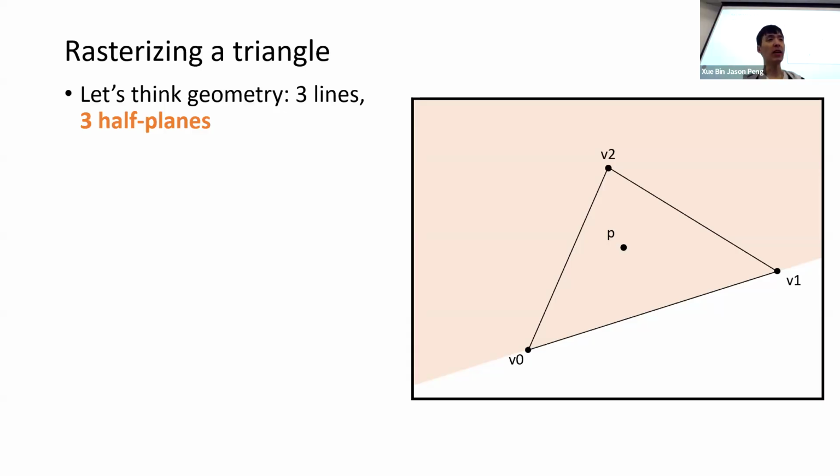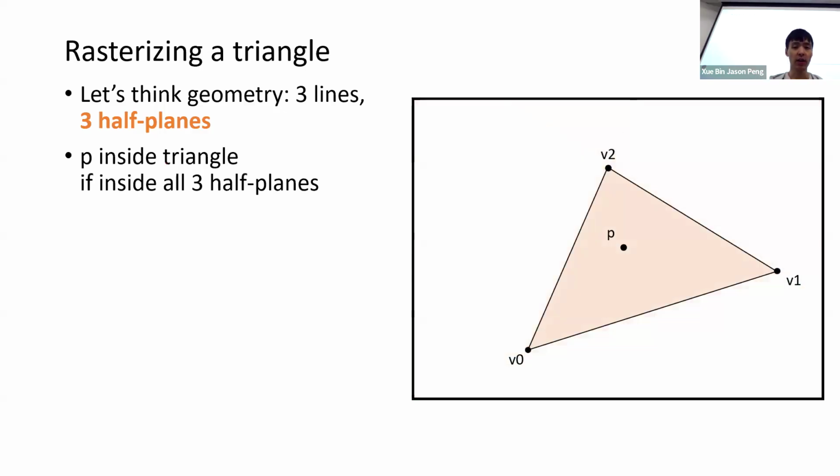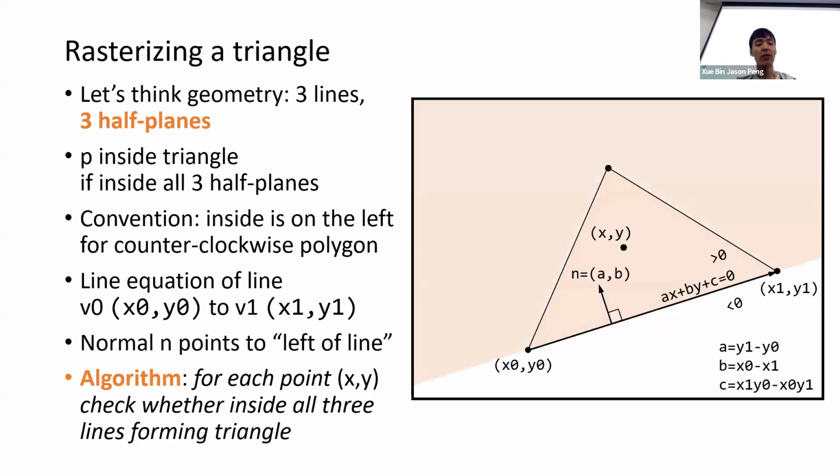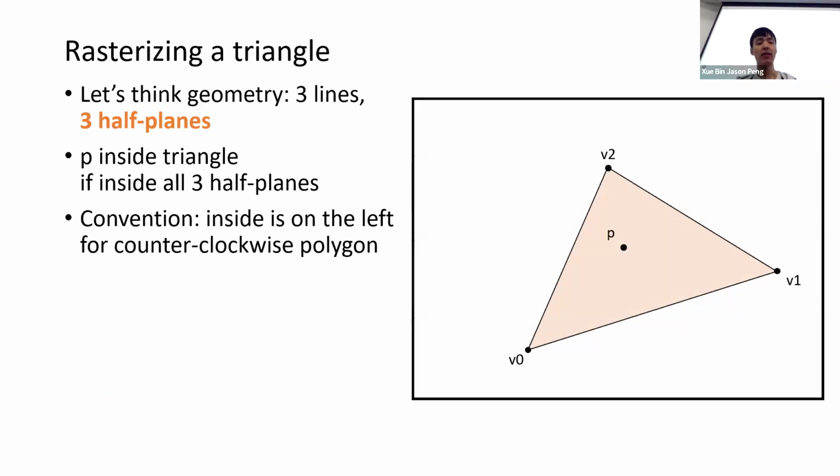And given a point P, we are going to test if that point is inside the half-plane or outside the half-plane. And we repeat this half-plane test for every single edge of the triangle. If the point P is inside all three half-planes formed by the edges of the triangle, then this is an indication that the point is inside the triangle. If the point is outside of any one of the half-planes, then this is an indication that the point is outside the triangle.